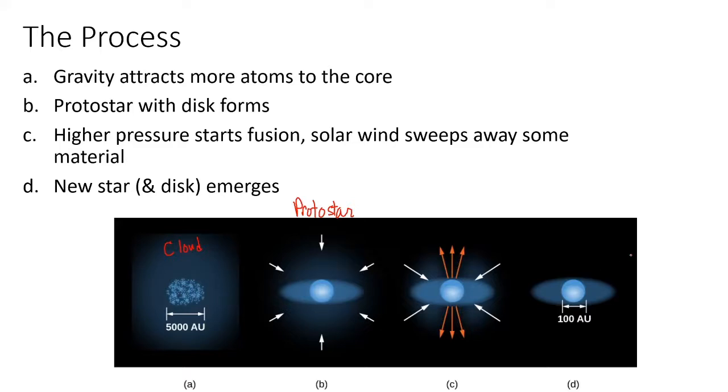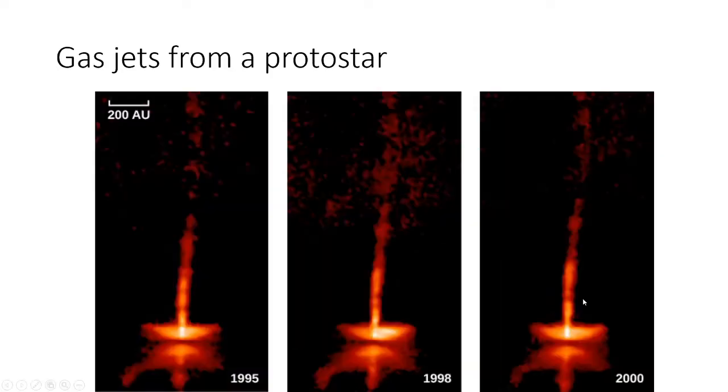Now, when enough of the matter gets squeezed in, fusion can start. And as we talked about in the sun video, we can get the solar wind, and that'll sweep away some of the material. And that solar wind we're going to see sweeps it out from the cores, or from the poles here. And then we get a new star with that planetary disk around it.